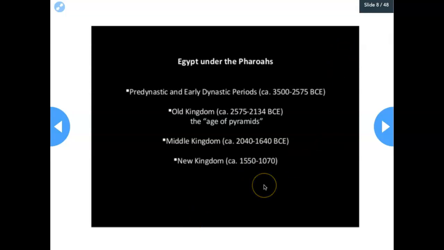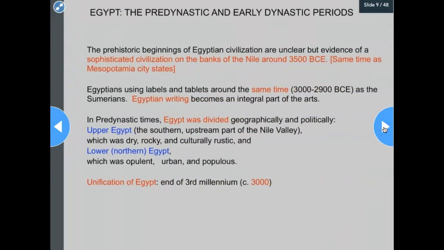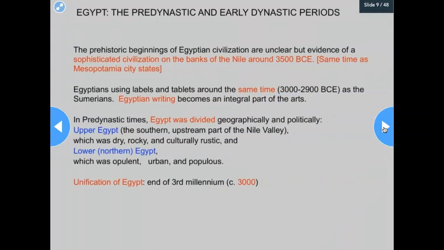Okay, so under the pharaohs, there are actually three kingdoms and a first kingdom that we call the pre-dynastic kingdom. We're going to be speaking a little bit about each one, to give you an overview of these periods. Notice that it is only in the Old Kingdom where we have the age of pyramids, and that's important, something that I wanted you guys to think about.